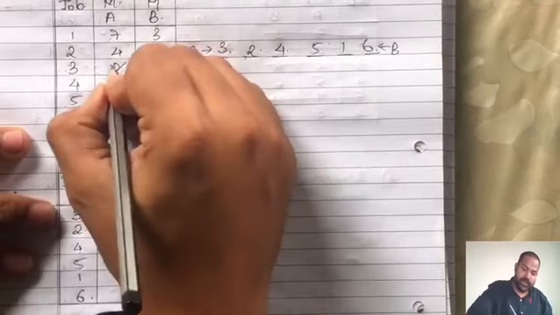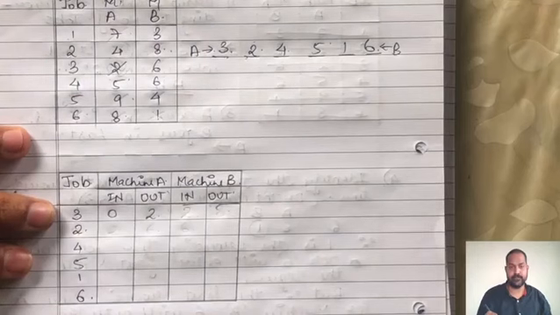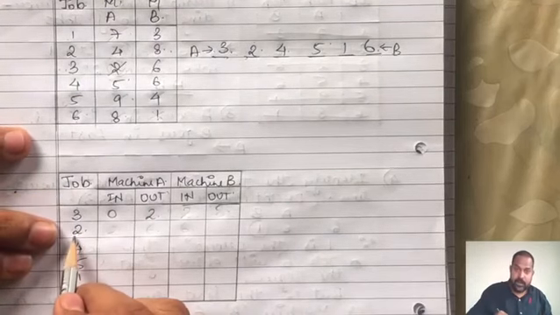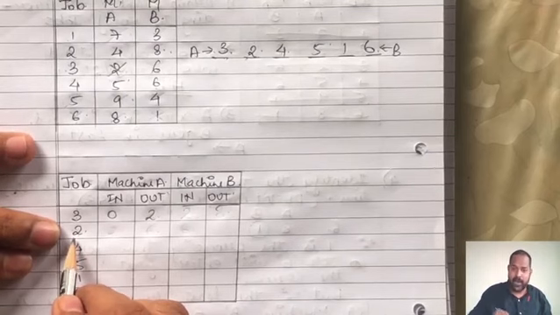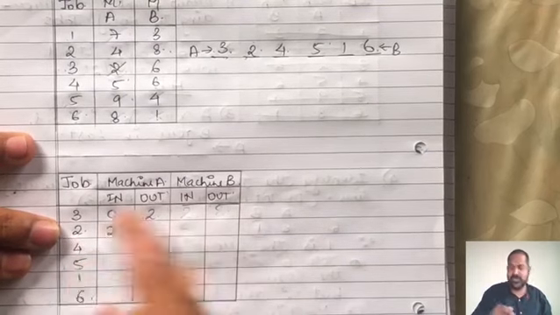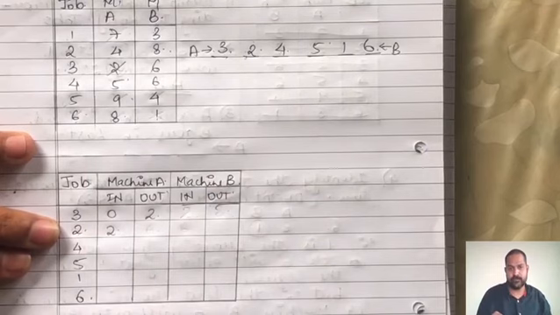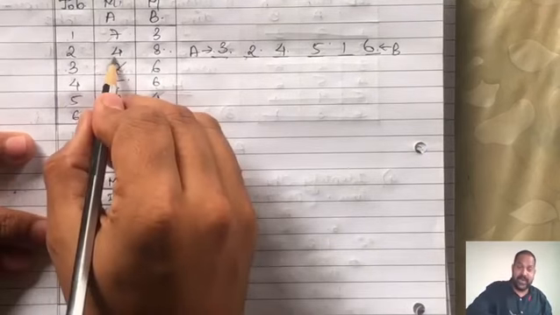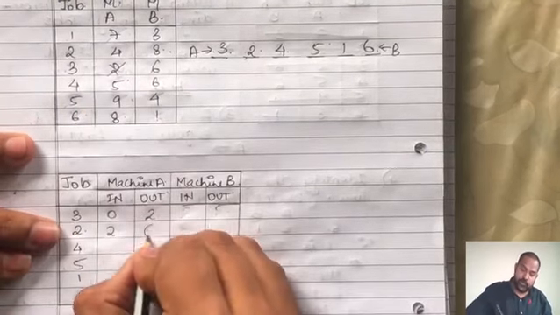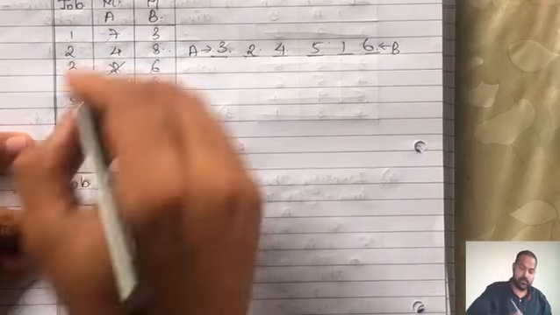Done. 3 on A is done. Then machine A picks up 2. When can it pick up? At 2 hours, because it's done doing the first job. 2 on A takes 4 hours. 2 plus 4 is 6 hours.